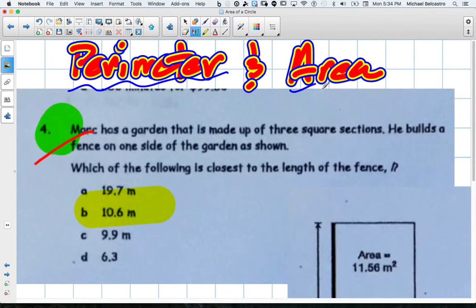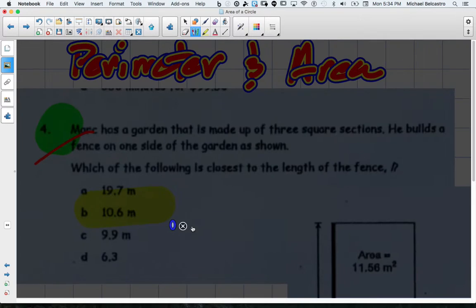Okay, we're going to work with perimeter and area. We'll read our question here, and we've already chosen an answer. We've got to figure out how on earth we got to that answer.